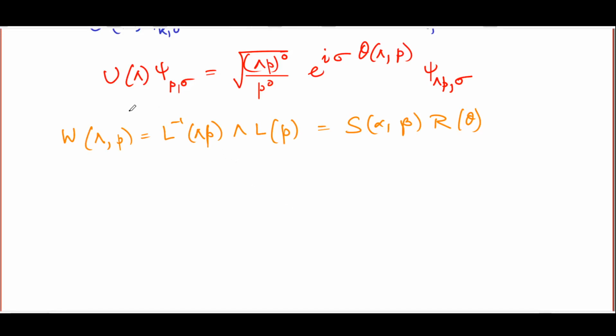While we have given a formula which figures out the effect of a Lorentz transformation on a massless momentum eigenstate, namely this particular formula here, we do need to be able to calculate theta of lambda p for a given initial momentum p and a given Lorentz transformation. In other words, we should be able to figure out W of lambda p, from which we should be able to find out R of theta lambda p. This is of course a function of lambda and p here. Alpha and beta are also functions of lambda and p.